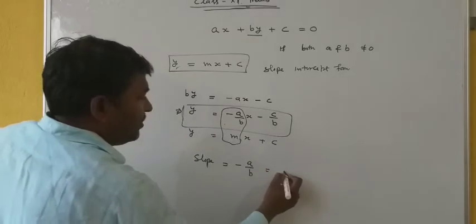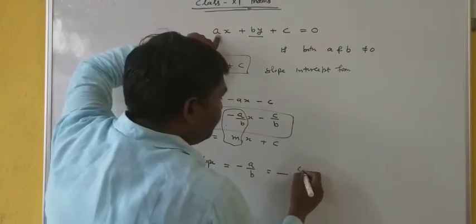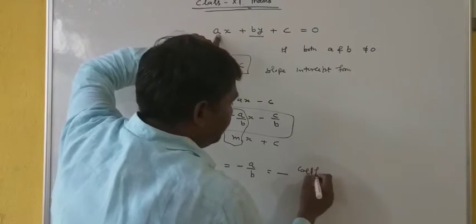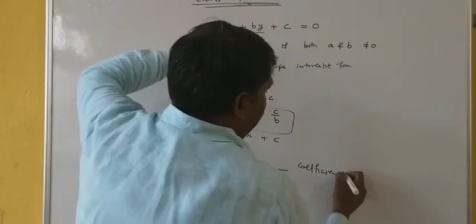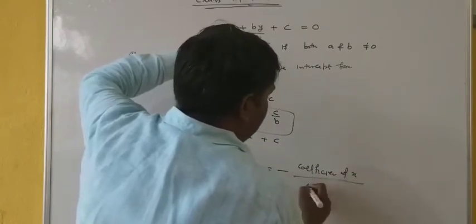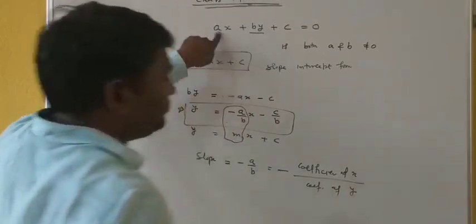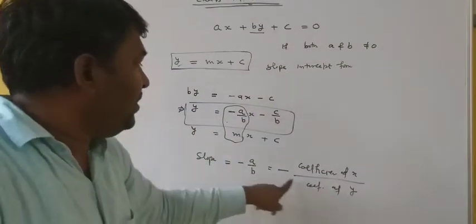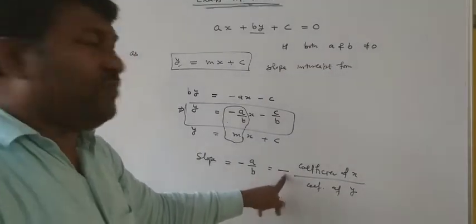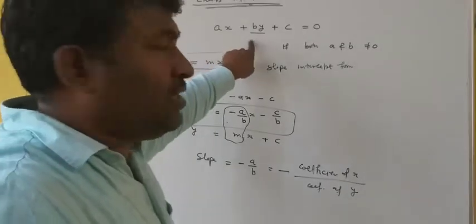That you can write as the negative coefficient of x upon the coefficient of y. This is the coefficient of x upon the coefficient of y with a negative sign. We can calculate the slope of a line whose general equation is given.